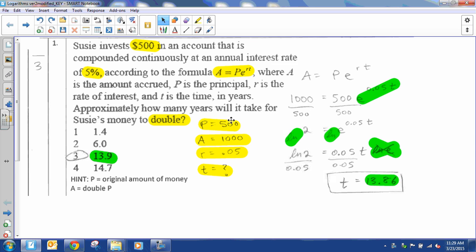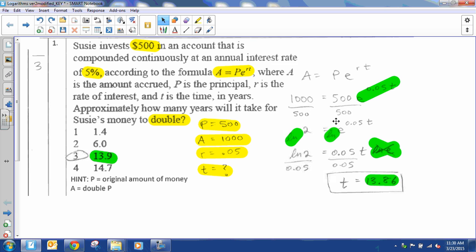So how many years? Well, that means T is question mark. And we know that Susie's money will double, and that's A, which is the amount after it doubles, which is going to be 500 times 2, which is 1,000. So we plug all these givens into the equation that they provide to us, knowing that we want to isolate the exponential expression.